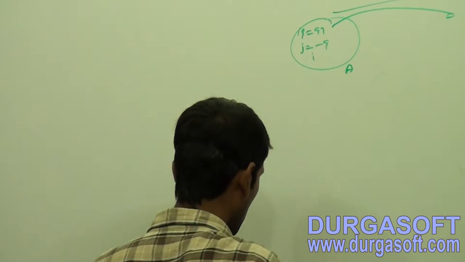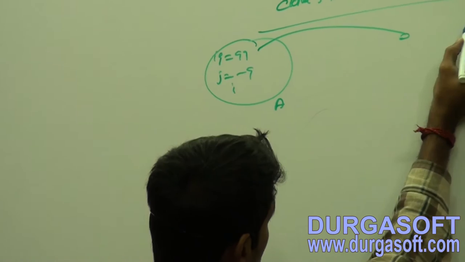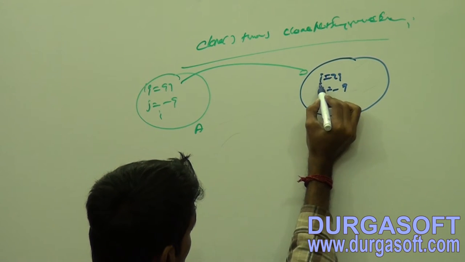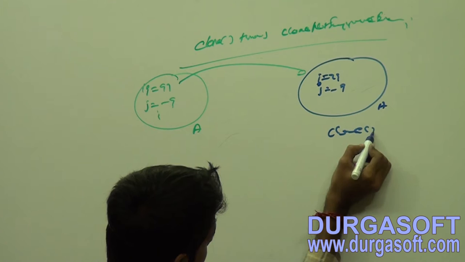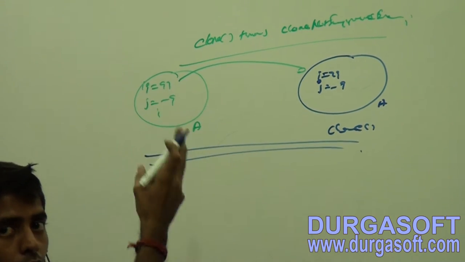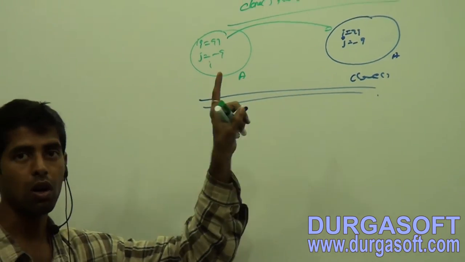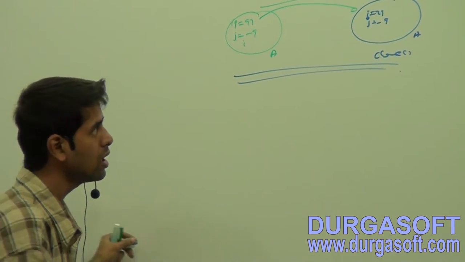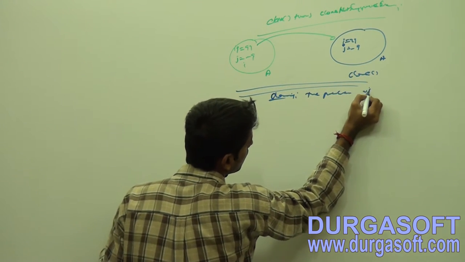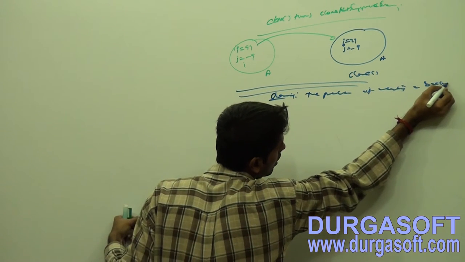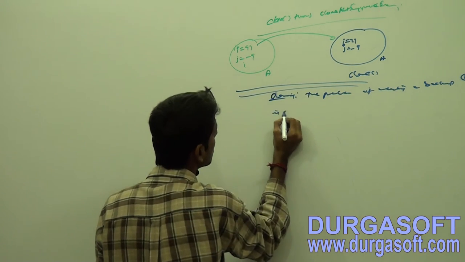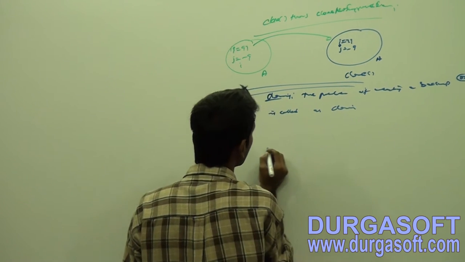For this, if you want to take the backup, that is, create a duplicate object containing the same data, i = 99 and j = -9, then you have to go for the clone method. This way of taking backup or creating a duplicate object for the original object is called the cloning process. What is cloning? The process of creating a backup or a duplicate object is called cloning.